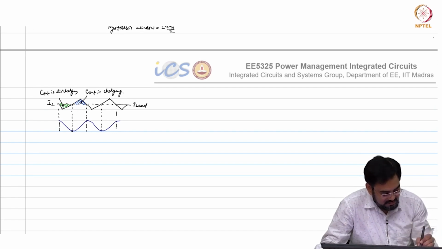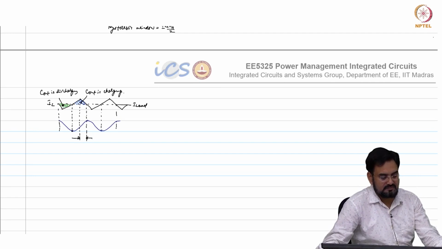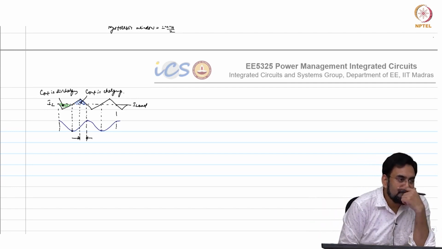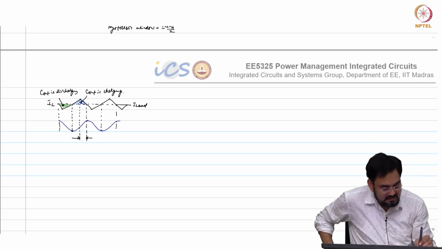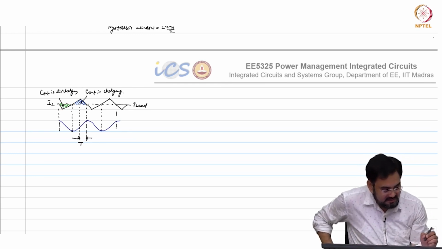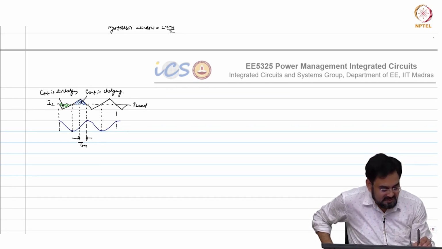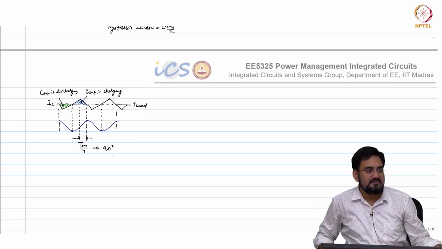Now, how much is this peak to peak in time difference? So the peak, how much? Tsw by 2 is this whole thing, Tsw by 4, which is 90 degrees. And it's quite obvious, huh?